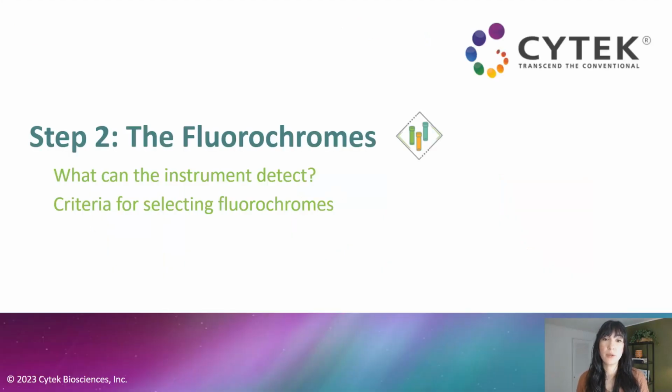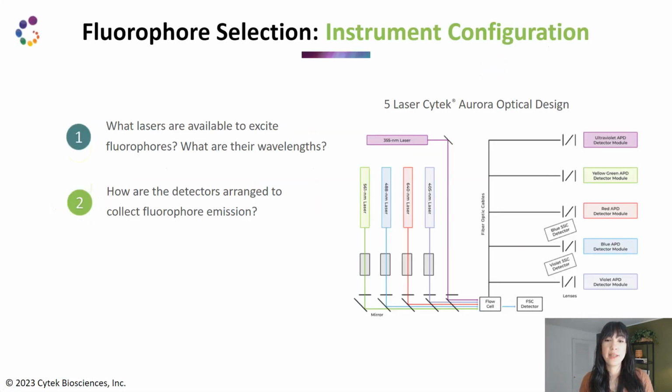So moving on to the fluorochromes, let's talk about information we need to learn about the fluorochromes, starting out with the instrument, as well as some criteria for selecting the fluorochromes. For the instrument, it's really critical that you understand the specific instrument that you're going to be using for this panel. Particularly, there are 2 points that we want to understand.